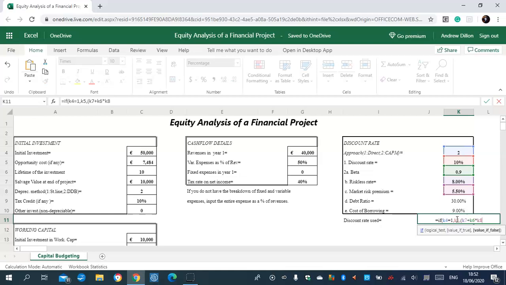Okay. K10, multiply that by 1 minus G7. G7 is the tax rate on the net income. It's 40%.